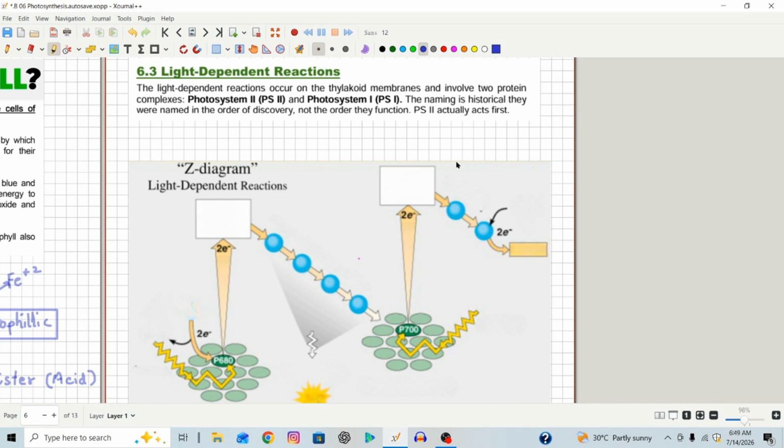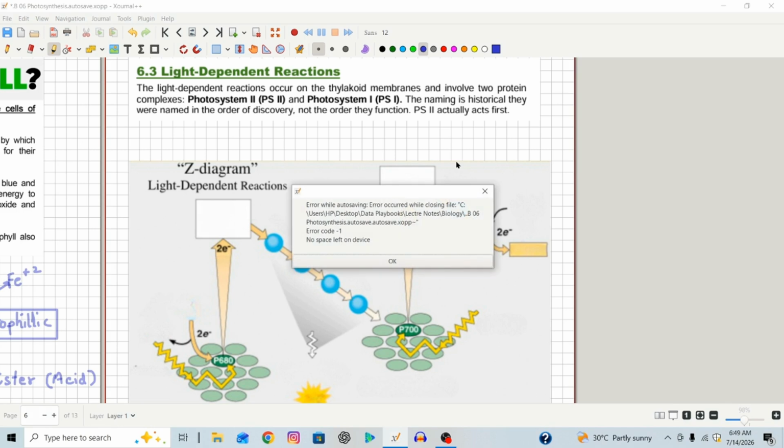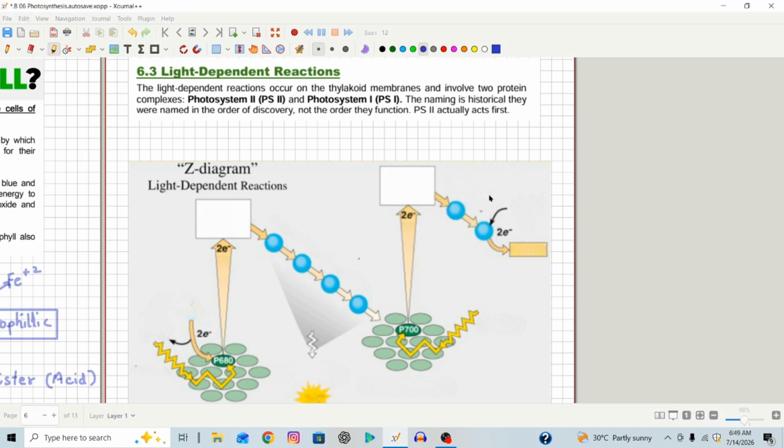There are actually 2 types of light dependent reactions. First of all, there is non-cyclic and there is cyclic light dependent reaction. We will discuss first the non-cyclic photophosphorylation, or you can say non-cyclic reaction. Then we will move towards our cyclic reaction. The light dependent reaction has 2 types of photosystems. We just discussed what a photosystem is, but there are actually 2 types: photosystem 2 and photosystem 1.